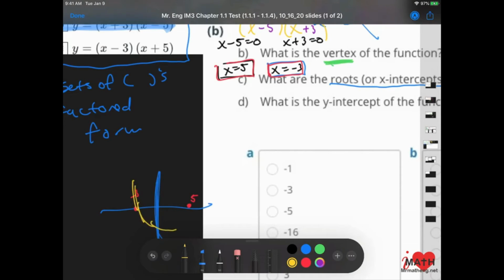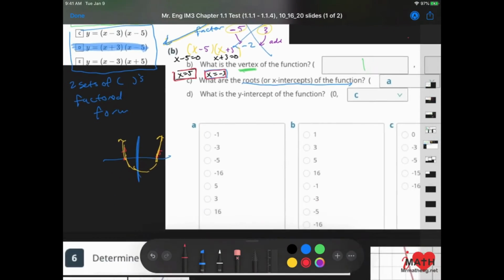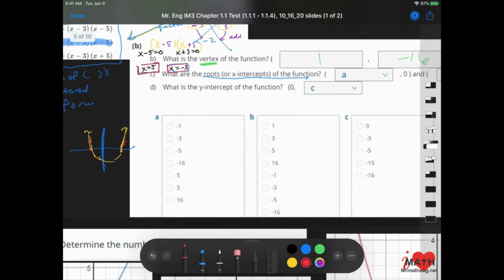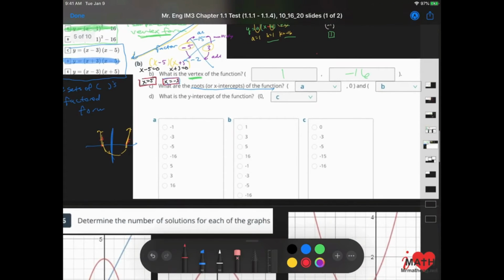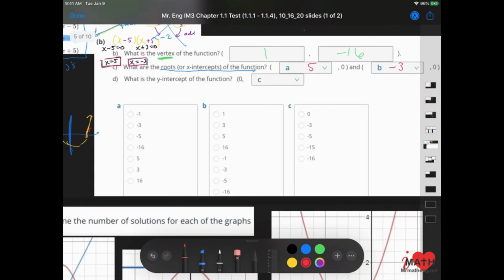So your graph's doing something like this. Okay, so the red dots are our roots, which are 5 and -3. I need to make sure that you can interchange them, right? You can have (-3, 0) and (5, 0) to get full credit. Just want to make sure.